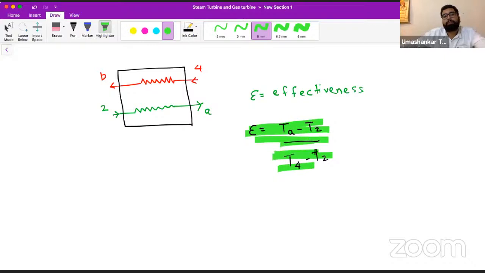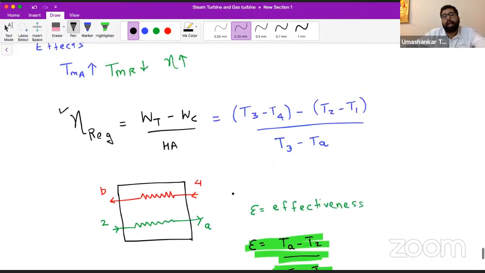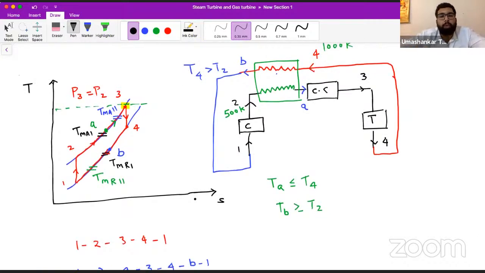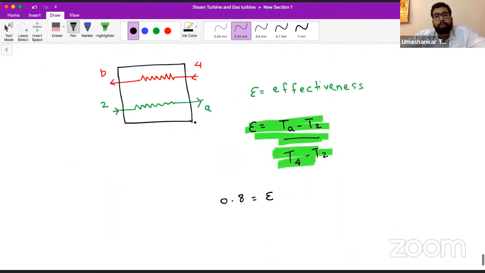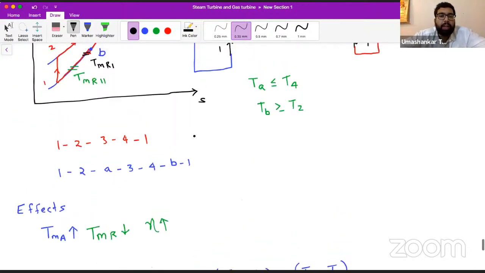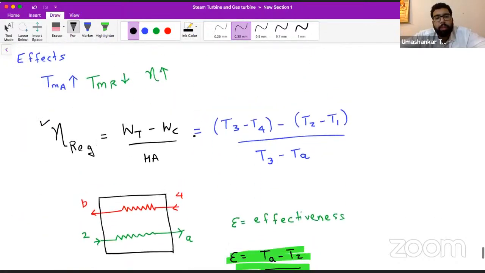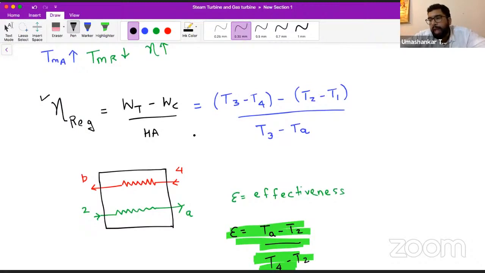So if the effectiveness value is given to you, say 0.8, and you know the values of T1, T2, T3 and T4, that you can calculate by your general concept of isentropic process, can you find the value of TA? And once you find the value of TA, you can put it in this equation and you can have your efficiency.